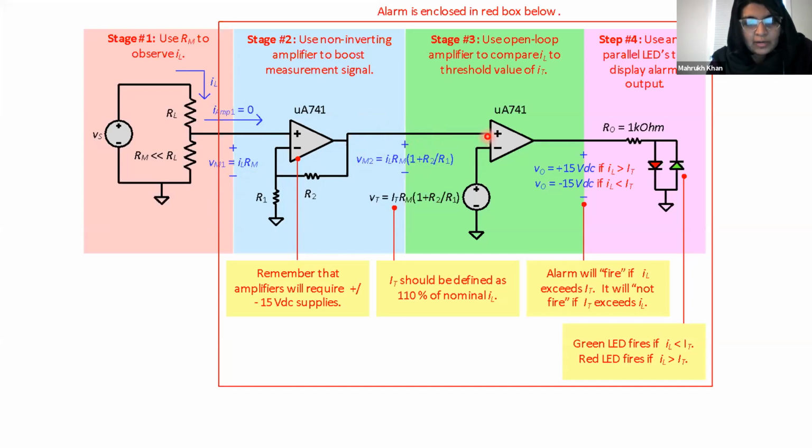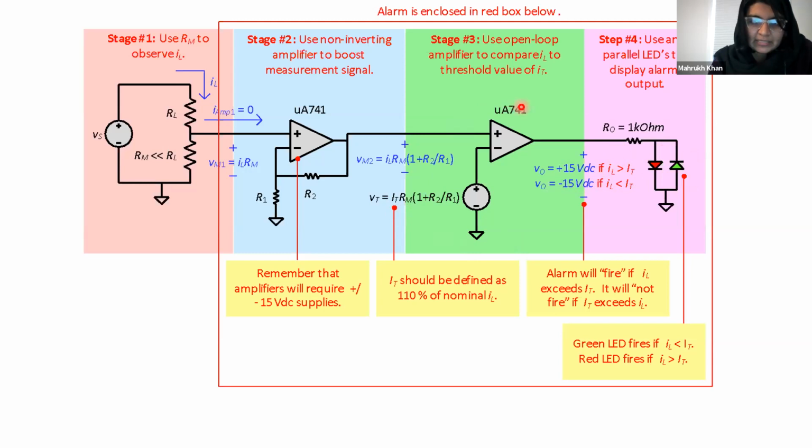Now you are comparing, so this is the op-amp you are using in open loop gain. I will discuss what it is. So what is this doing? It is comparing these two voltages. Whichever is bigger will turn the output into plus 15 volts DC or minus 15 volts DC. That means if your load current is greater than IT, which is this reference current we are measuring, then your red LED will light up, otherwise your green LED will light up.